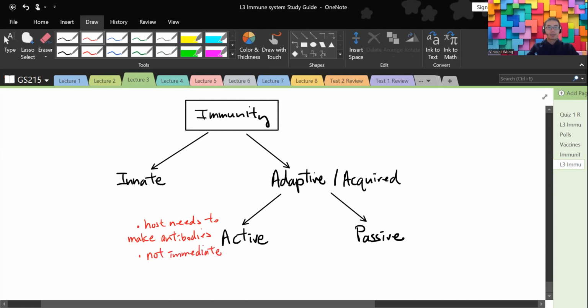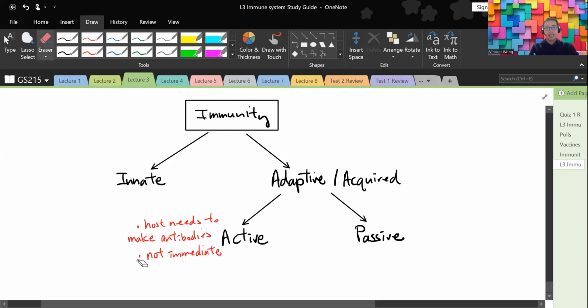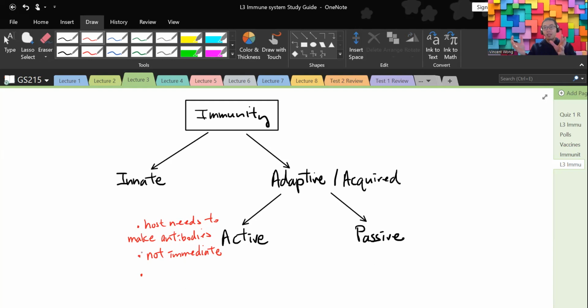That's why when you get infected with something, you will feel not well for a couple of days, sometimes a whole week or 2 weeks. During that whole time, your body is trying to make the antibodies. So it's not immediate protection. Some diseases are very deadly because they are able to cause a lot of harm during that time you are trying to create the antibodies. That's why vaccinations are important.